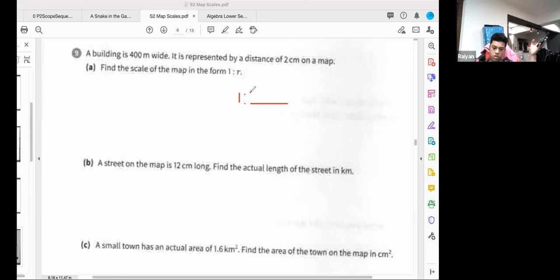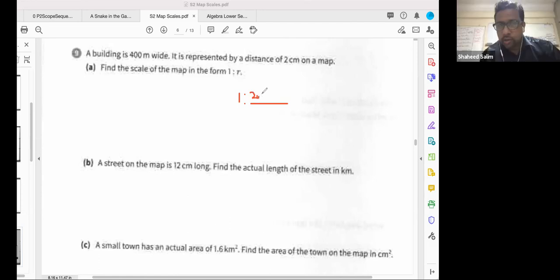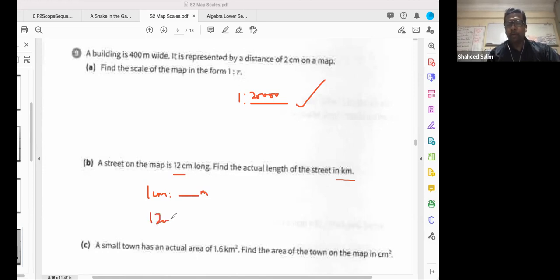How much? 20,000. Well done. So now down here. So now you have to do the ratio again using this one. How many meters? And then 12 cm, you find out how much. You take from here.